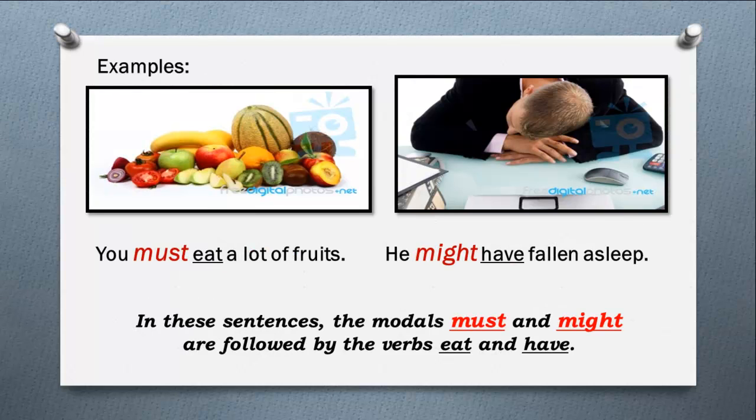Examples: you must eat a lot of fruits. And he might have fallen asleep. In the sentences, the modals must and might are followed by the verbs eat and have.